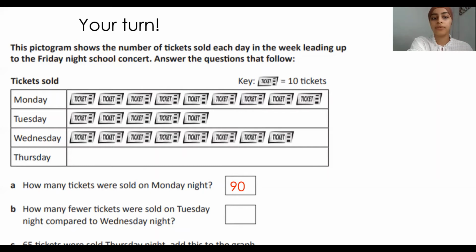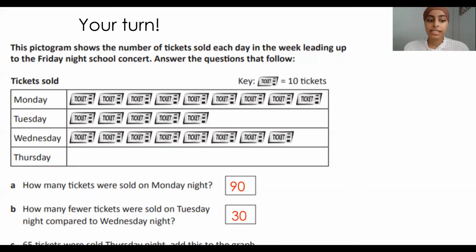So on Tuesday we have 1, 2, 3, 4, 5, and 5 lots of 10 is 50. And on Wednesday we have 1, 2, 3, 4, 5, 6, 7, 8. And 8 lots of 10 is 80. So 80 subtract 50 would give us 30. If you got that, fantastic.